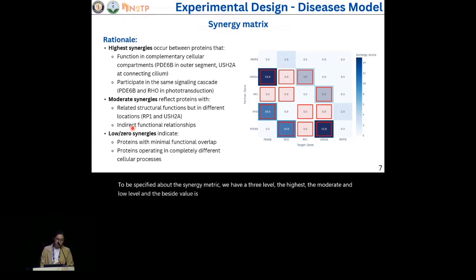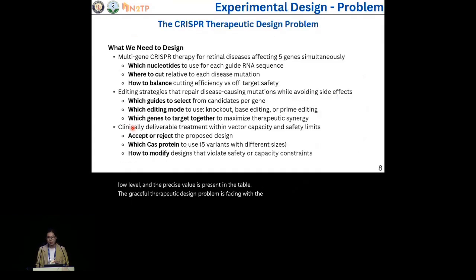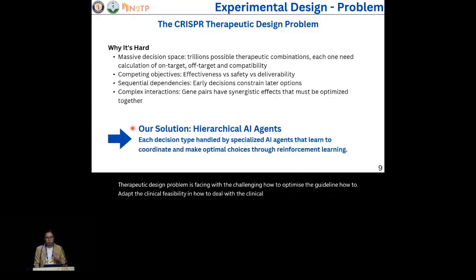The CRISPR therapeutic design problem is facing the challenges of how to optimize the guide RNA, how to adapt to clinical feasibility, and how to deal with clinical constraints. It's a complex multi-dimensional optimization problem. Just one change in one favorable effect can affect the whole system. So our solution is to develop a hierarchical AI agent that learns to collaborate and make optimal choices through reinforcement learning.